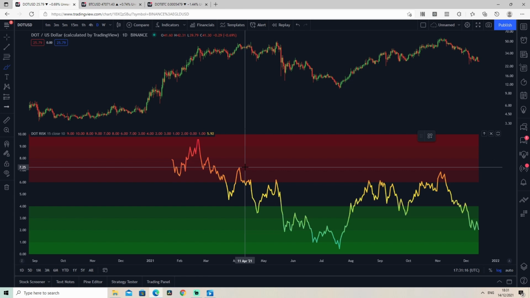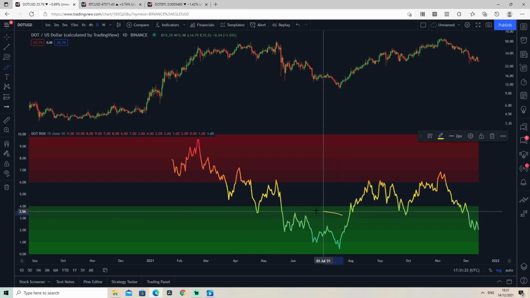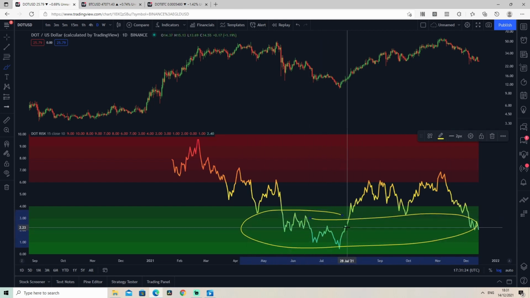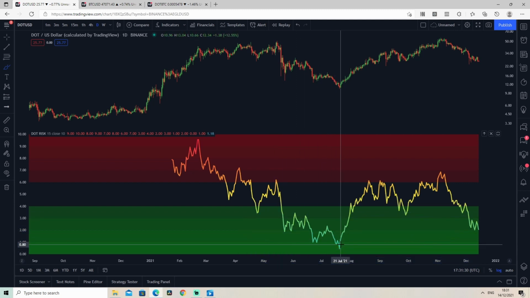Now, this indicator is on the scale of 10, and one way to look at this model is to split it in three parts. Green area known as our accumulation area, and this is when the risk of the asset against the US dollar approaches zero, which means that the asset is a much safer investment.